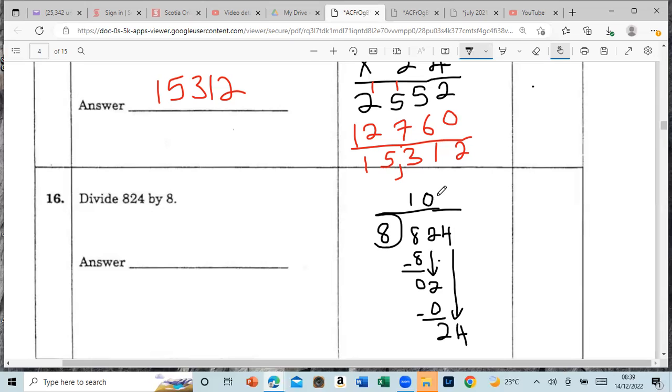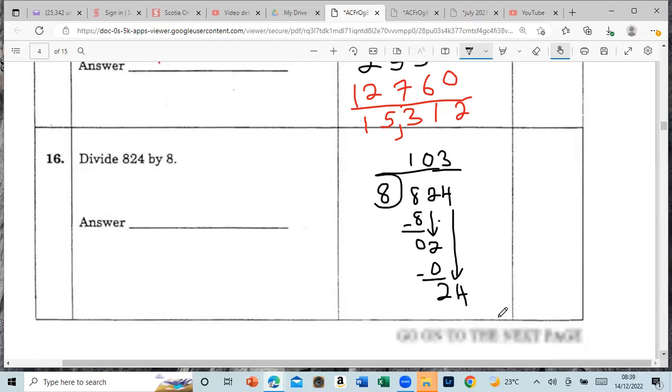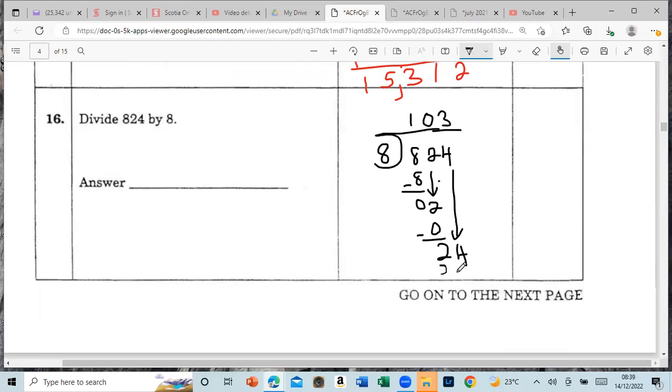8 into 24, that goes 3 times, and then we multiply 8 times 3, which is 24.